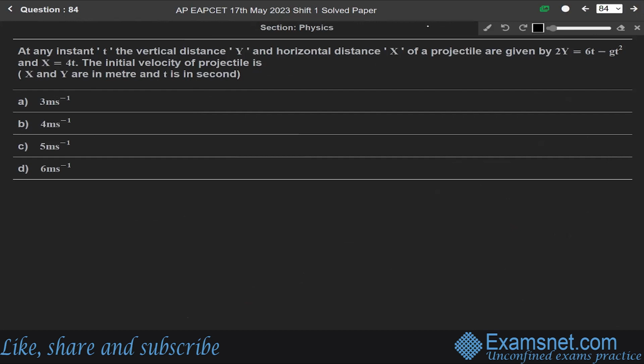Now, next question 84. At any instant t, the vertical distance y and the horizontal distance x of a projectile are given by 2y equals 60 minus gt square and x equals 40. The initial velocity of the projectile is, where x and y are in meters and time is in seconds. This question is again from the chapter of motion in a plane. Now we are given the x dimension and y dimension. So x is given as 40 and 2y is given as 60 minus gt square.